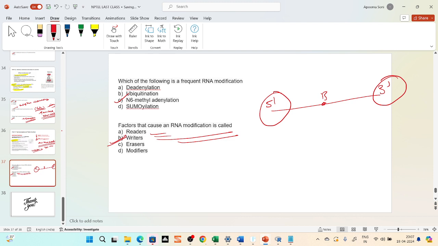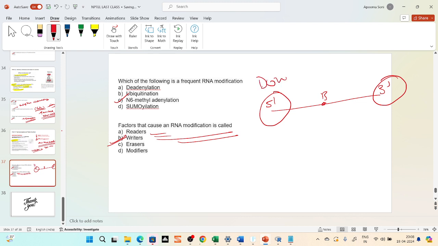3 prime is the acceptor. 3 prime is the acceptor. That is what I'm also thinking. I'm just confirming somewhere. Yes. So 3 prime site is the acceptor arm.